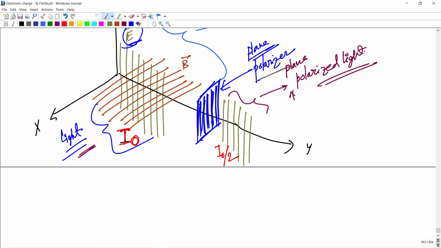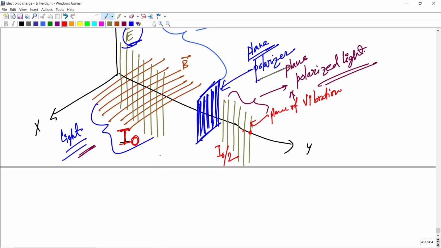So the intensity is half. That's the plane of vibration. This is called the plane of vibration.